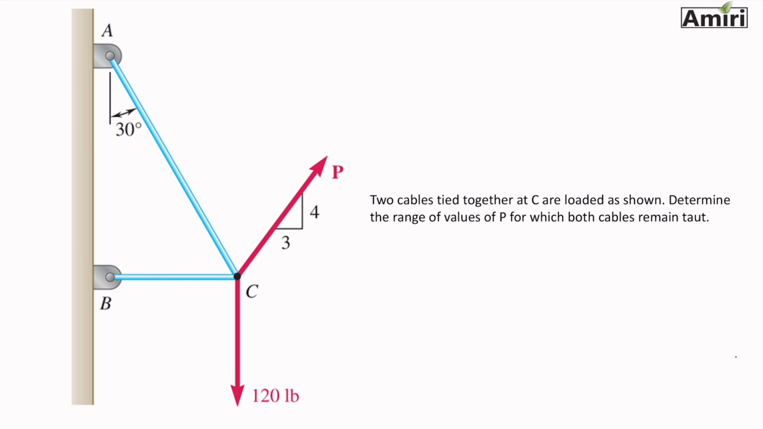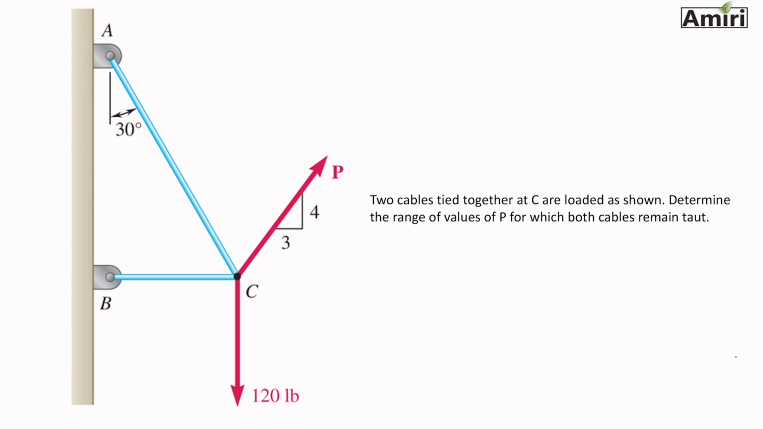All right, let's look at another problem. Cables and forces. Two cables tied together at C, cable AC and BC, and they're loaded as shown. Determine the range of values of P for which both cables remain taut, remain tight.